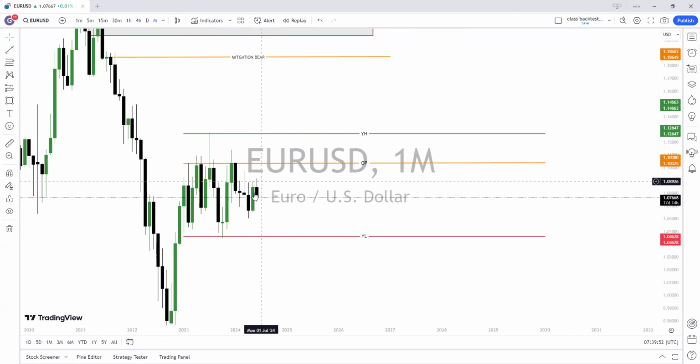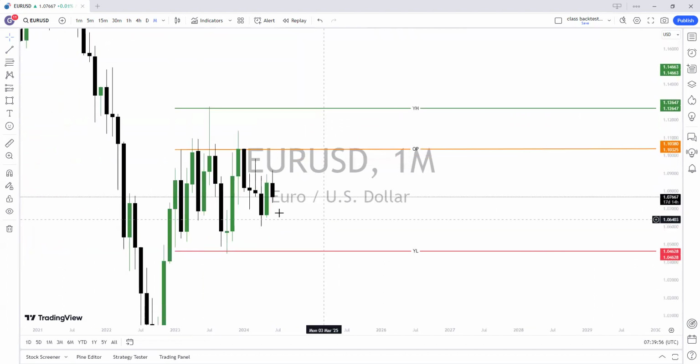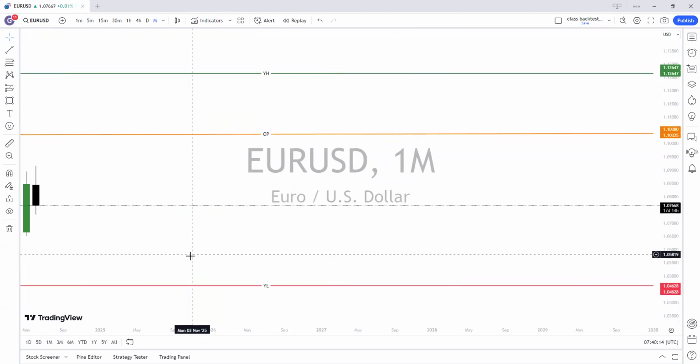Once price starts to break up, and you can see that this is our monthly, you can see that price has broken the previous month's high, which means it's seeking buy side liquidity. It has broken two highs, this high of April and this high of May. Now price will likely seek the high of March. Now this is where we come to. We start breaking it down.